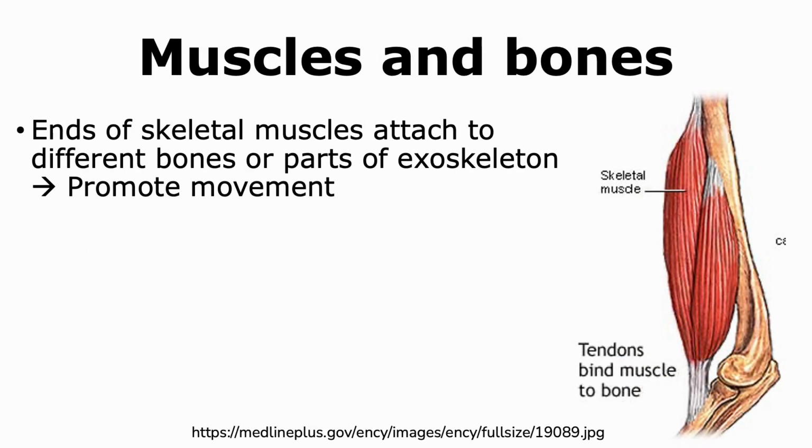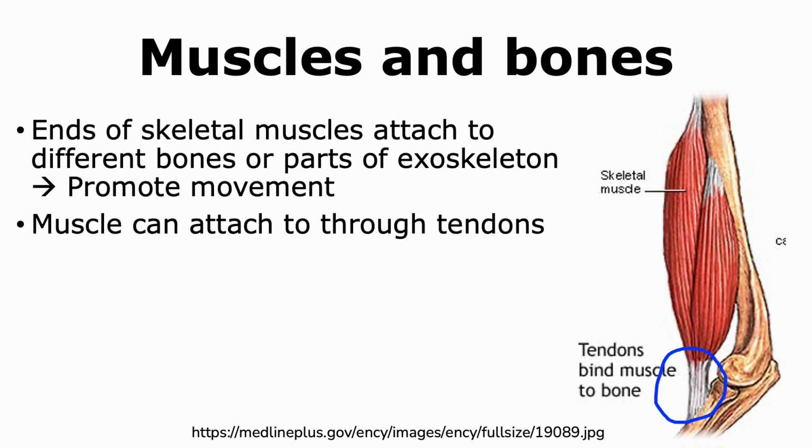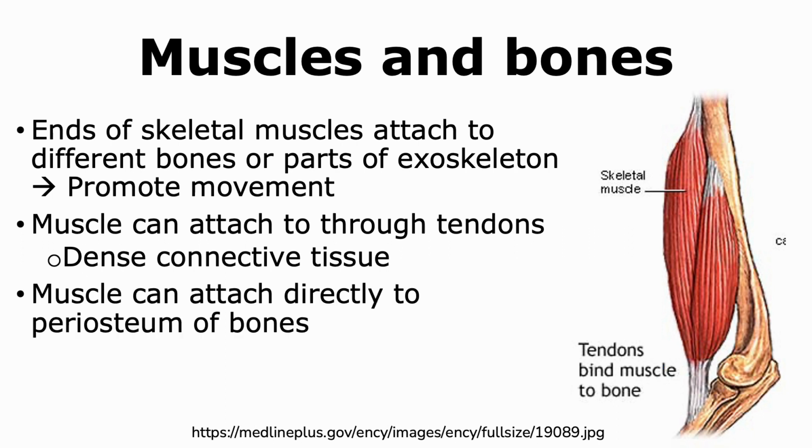In order for movement of bones to occur, the skeletal muscles must be able to attach to different bones or parts of the exoskeleton. This is what allows for movement to happen. The muscle can attach to the bone or to the cartilage through tendons, which are dense connective tissues. We do have some scenarios where muscles can attach directly to the outer covering, or the periosteum, of bones.